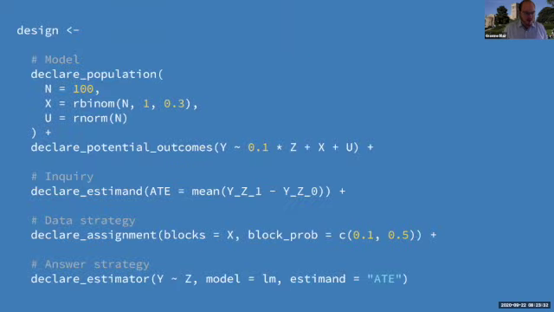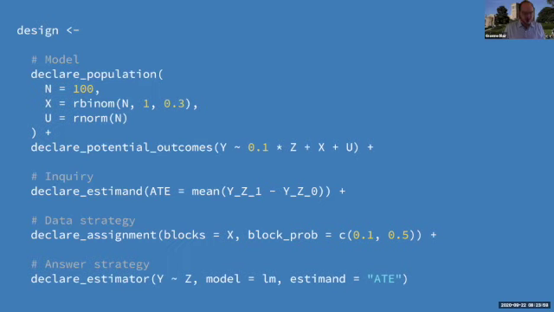So this is what a simple research design looks like. I'll walk through each element. We start out with the model. Again, the model defines our view of how the world works, what causal variables there are, and how they're related to each other. And so we have that causal variable x. It's a binomial random variable. rbinom is the R function for generating a binomial random variable, here with a probability of 0.3.